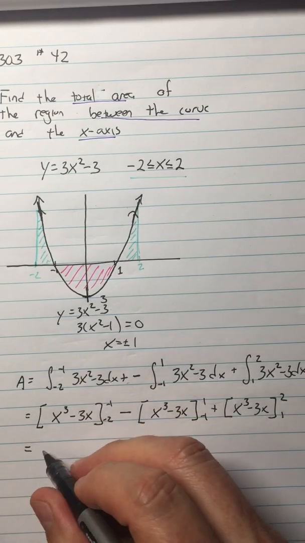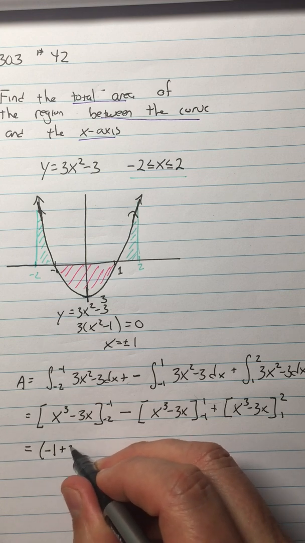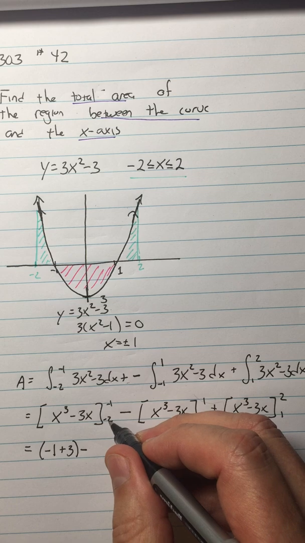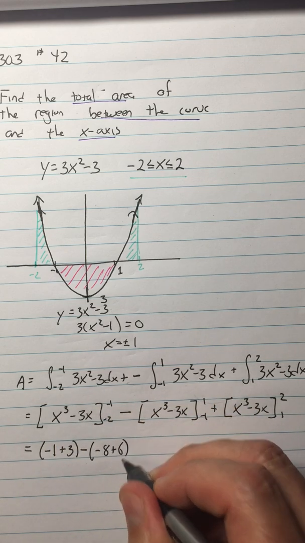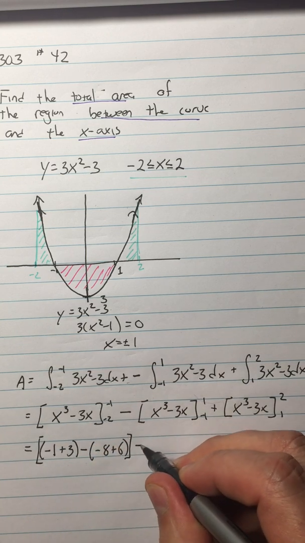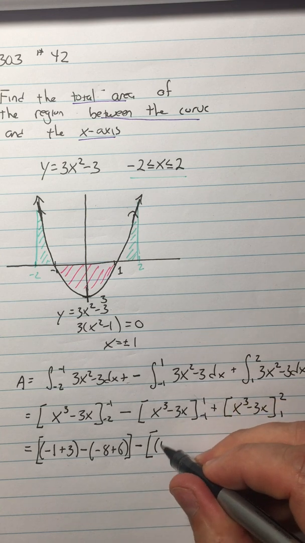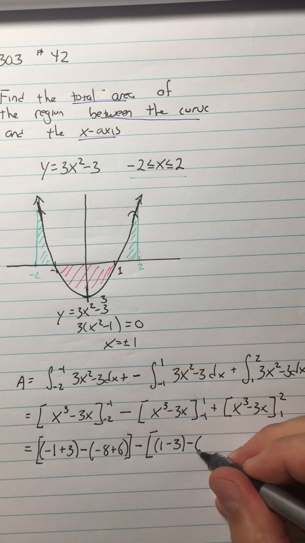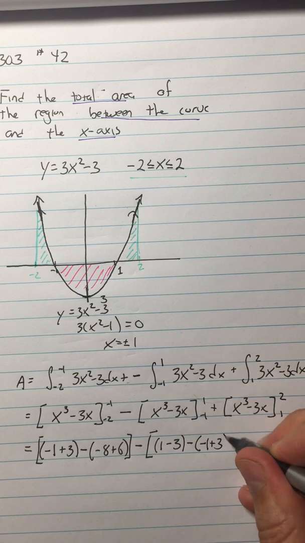Okay, so to do this one, I have to plug in the negative 1 first. So I'm going to have negative 1 plus 3, and then minus, for the fundamental theorem of calculus, I plug in the negative 2, and I get negative 8 plus 6. All right, isn't that awful? It's just going to be a bunch of signs. I'm going to keep this minus out here. I have to plug in the 1 first, so I'm going to have 1 minus 3, and then I'll plug in the negative 1, so minus negative 1 plus 3.